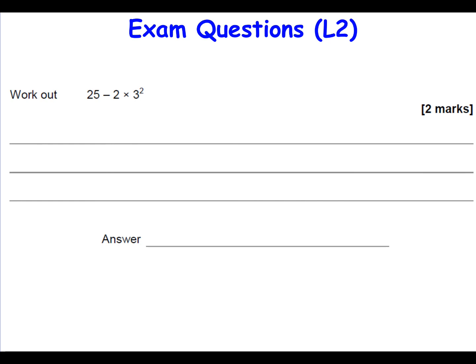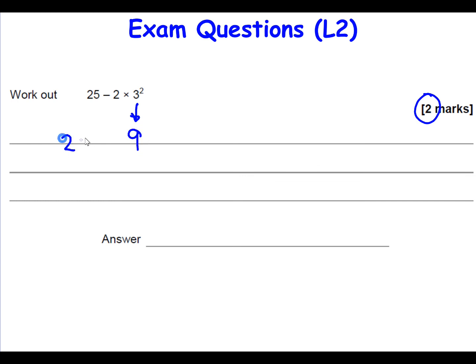And here's an exam question for a level 2 exam. But I'm sure my level 1 students could also have a go at doing this. Let's see if you get the correct answer. Again, the question is worth 2 marks, so we need to show our working out as we go along. So we have a subtraction, a multiplication, and an index. So BIDMAS, the I in BIDMAS, tells us to do the 3 squared first, which is 9.